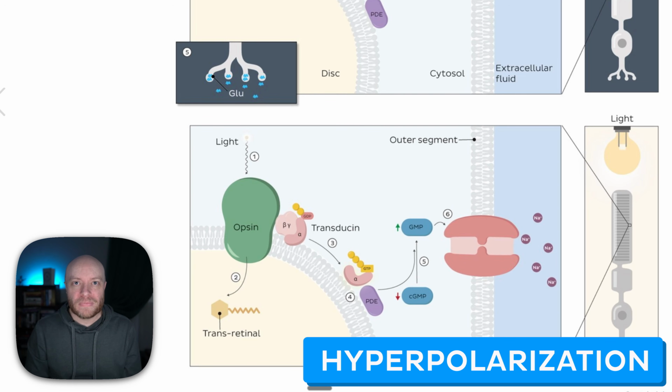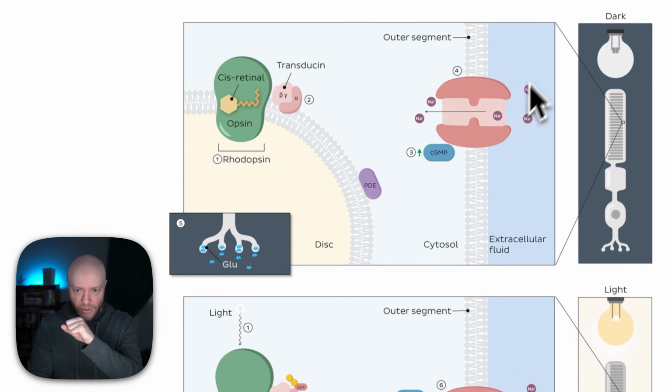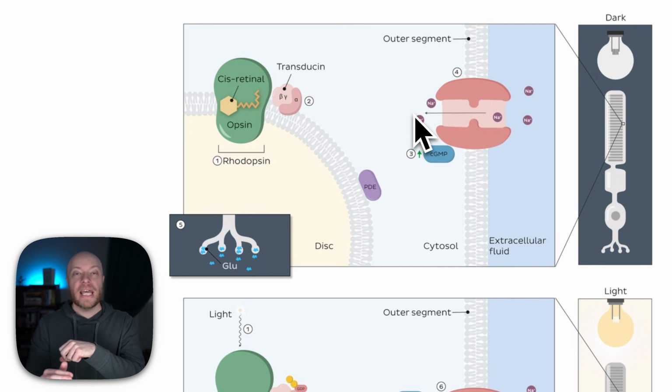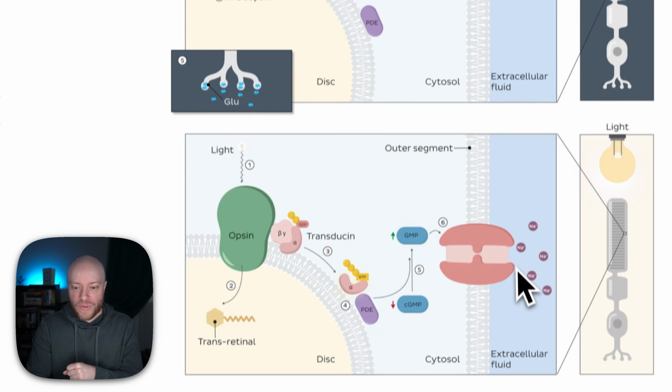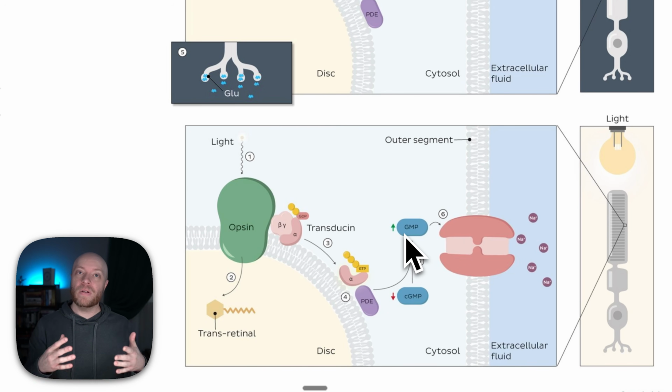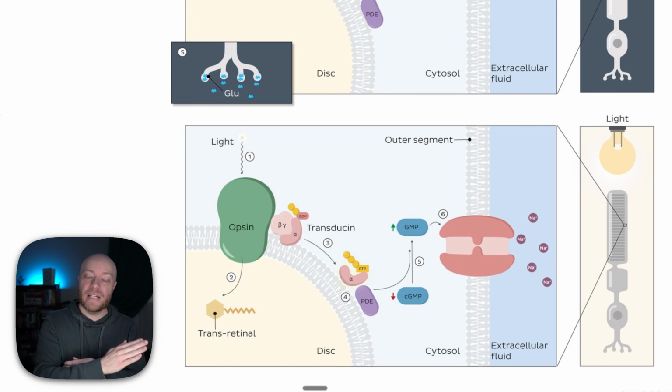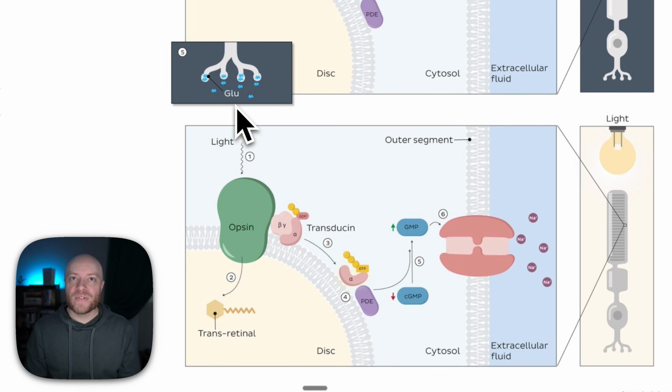Sodium ions can no longer get in, and what we end up with is a hyperpolarization of the cell. So if you remember, sodium depolarizes it. It goes up to negative 40 millivolts. But when you close the door and sodium can't go in there, all of a sudden, the internal environment of that cell becomes more negative. And what that means is less glutamate is going to be released at that synapse. It's a cascade of events. And what that then tells the brain is, oh, there's light.